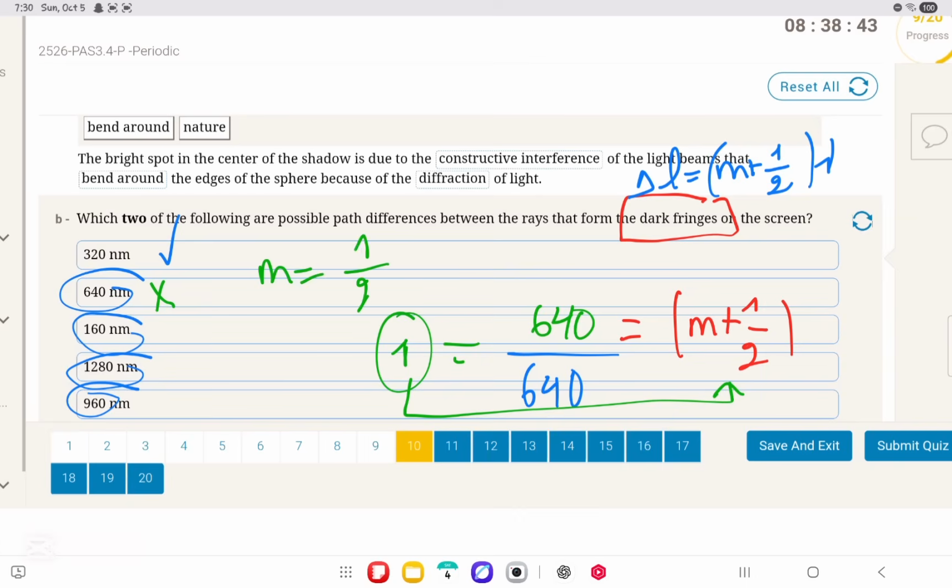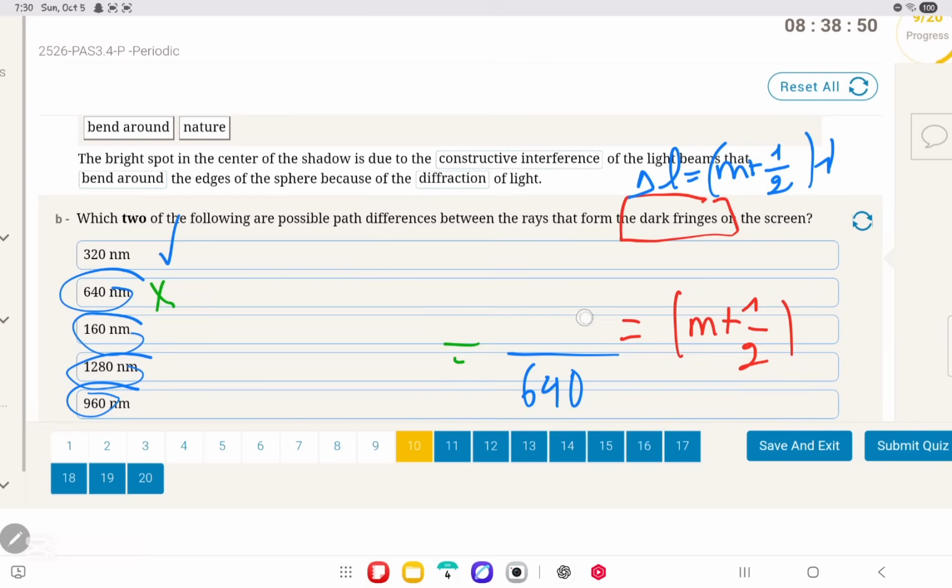It always needs to be a whole number. Okay? So what does that mean? That means that 1 does not work as what? Does not work as a destructive interference, or does not work as a path difference for the dark fringes.